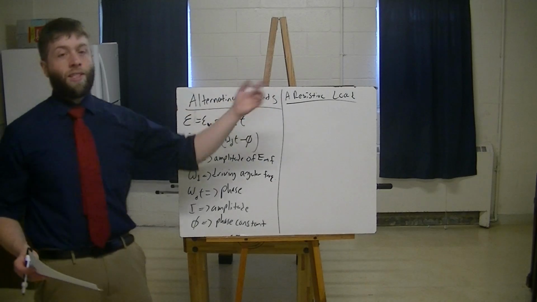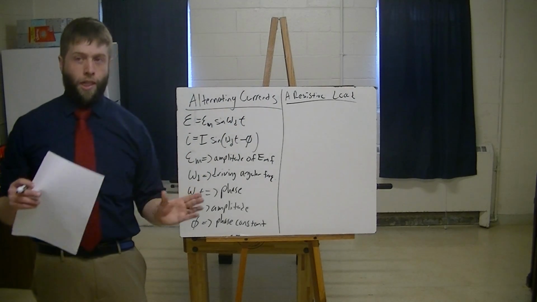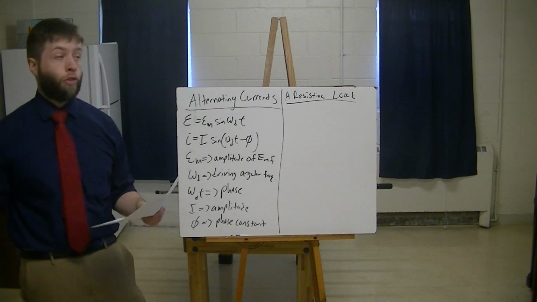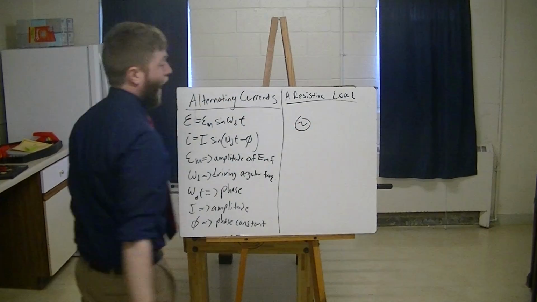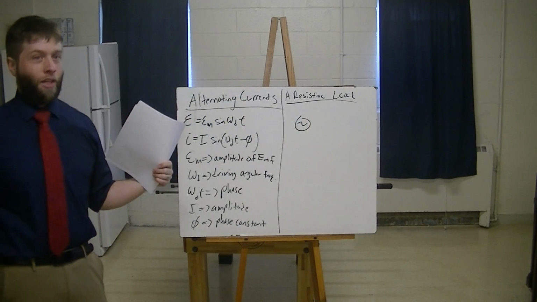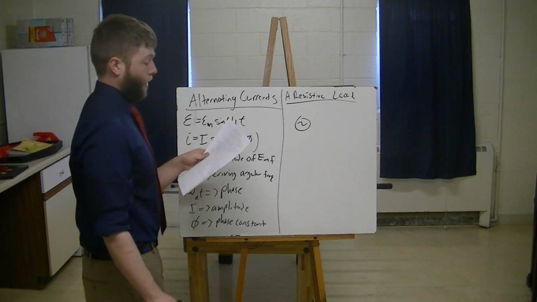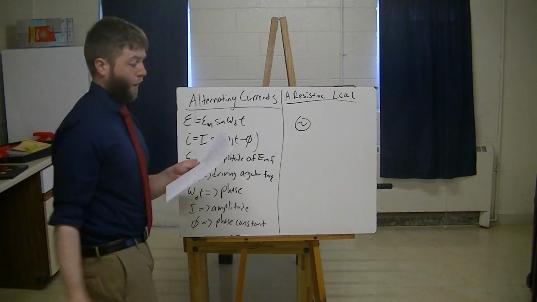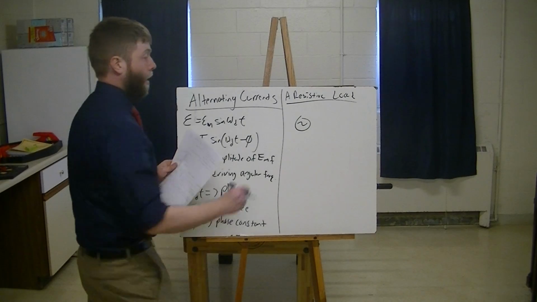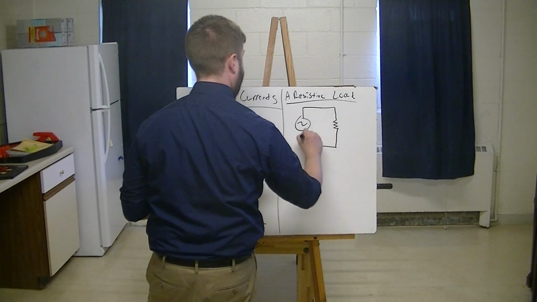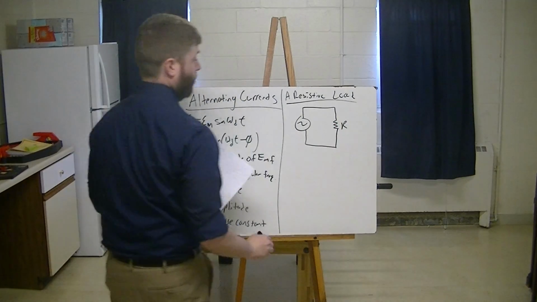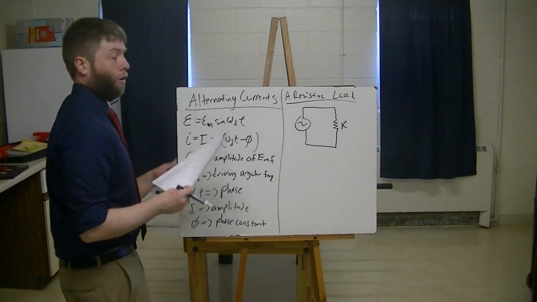Okay, so let's take a look at a resistive load. Start nice and easy. First, we need our alternating current source. In a circuit, that stands for our alternating current source. This is a circle with a little squiggly line inside of it, okay? We're going to hook that up to a resistor, okay? So we have some resistor here. This is our alternating current source.